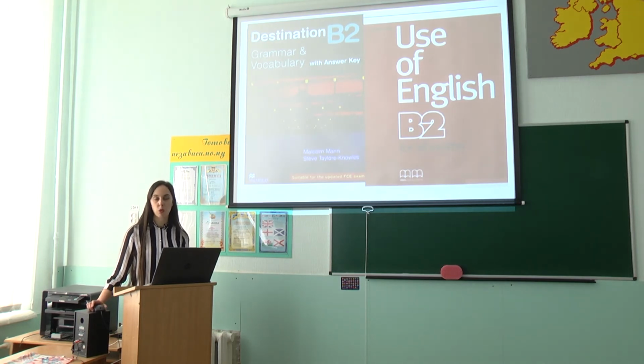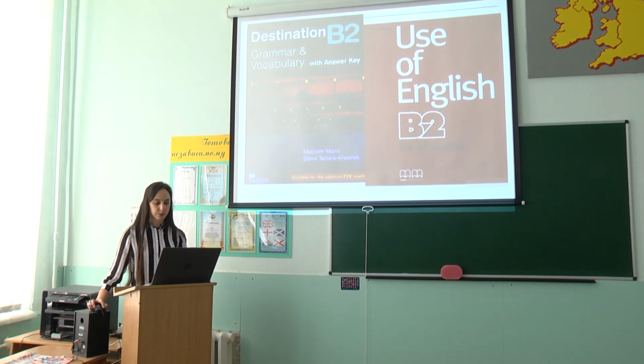And also one more book which is really good, that is Use of English B2. It says over there that it's suitable for all exams, and a previous assignment I took from this book, so it's rather good. So you can practice phrasal verbs and collocations in this book as well. And the last thing is writing.